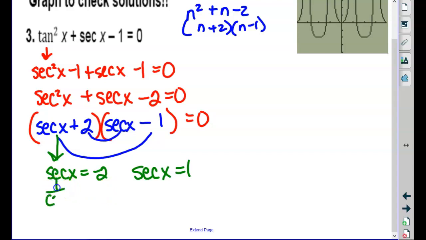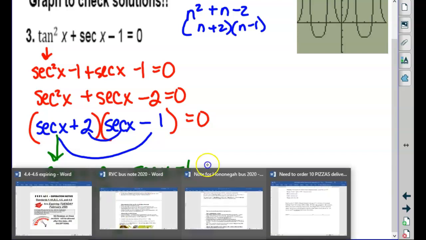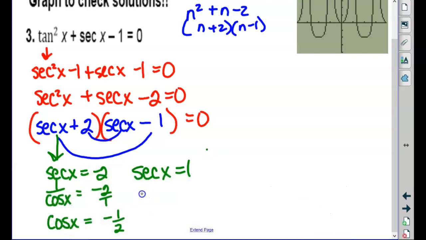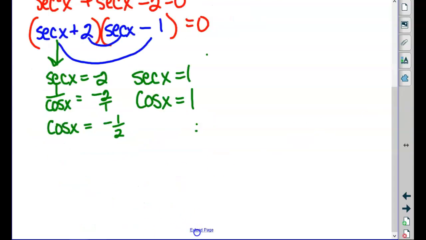This is 1 over cosine. So what can I do to both sides? So I would have the cosine of x equals -1/2. And what about this one? The cosine of x equals the reciprocal of 1, which is just 1, right?